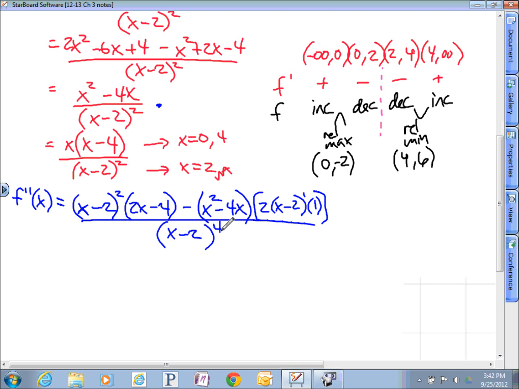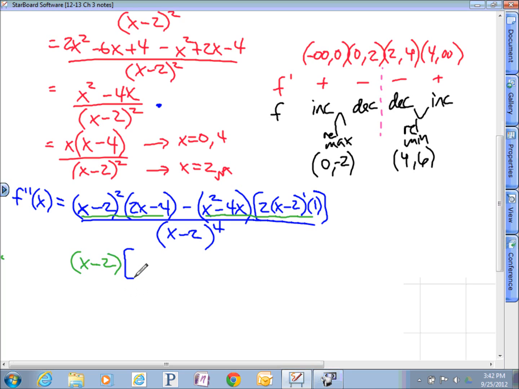Yuck, that is a nasty derivative. But you know what I'm looking at? In this numerator, I see two terms. I see a term here, and I see a term here. What do they have in common that we could make life a little bit easier on ourselves? Well, I see that they both have an x minus 2 in them. So how about if we factor out an x minus 2 from each of those terms? And if I do that, let's see, what will I have?